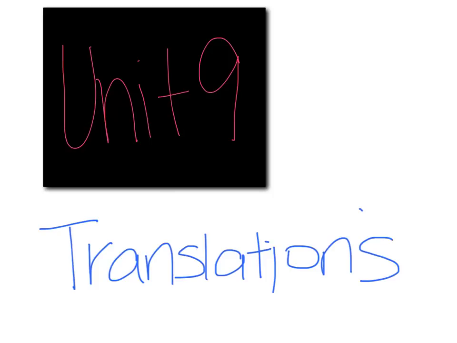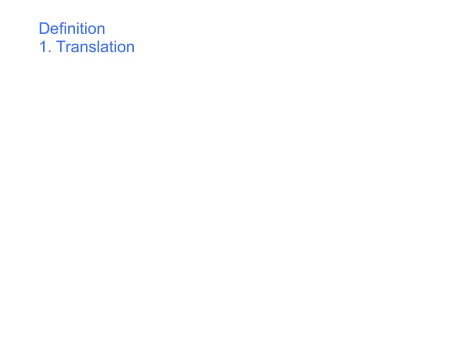Today we're going to be talking about translations. This is going to pertain specifically to moving figures and shapes on graphs. First, we're going to look at some definitions.